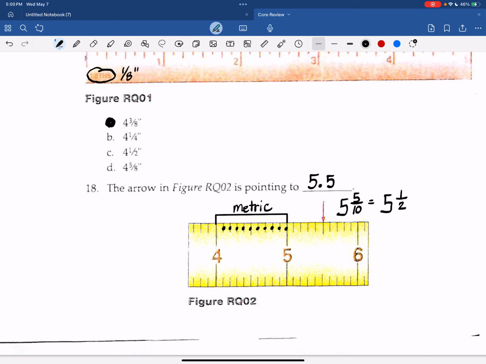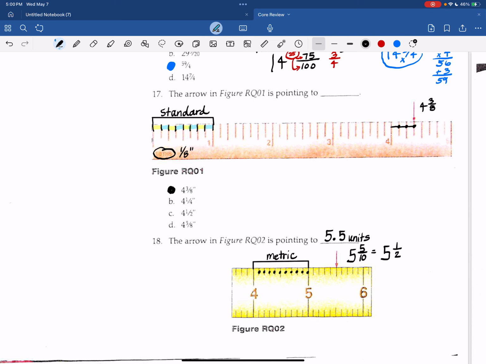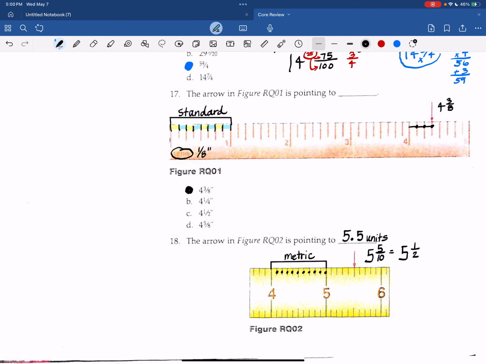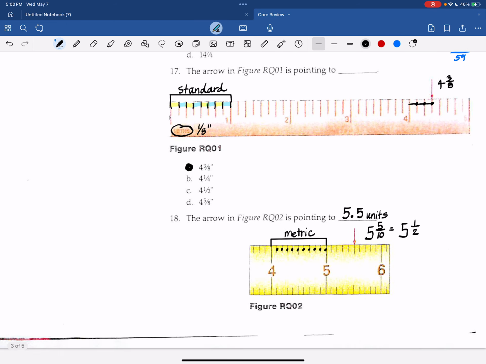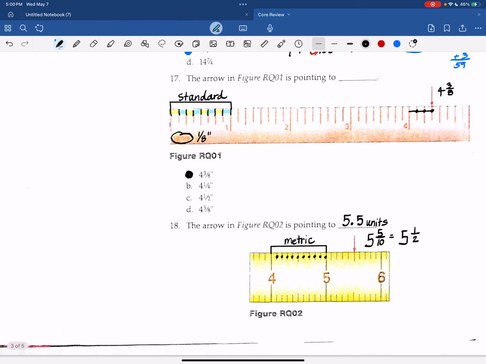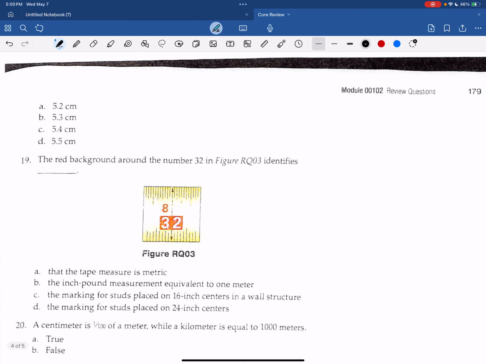So 5 and 5/10 centimeters, I'm guessing. But since I don't know, let's not guess. Let's say units. And up here we do know because it tells us that we're in 8 inches. And where is the answer set for these? It must be, here we go, 5.5 centimeters.